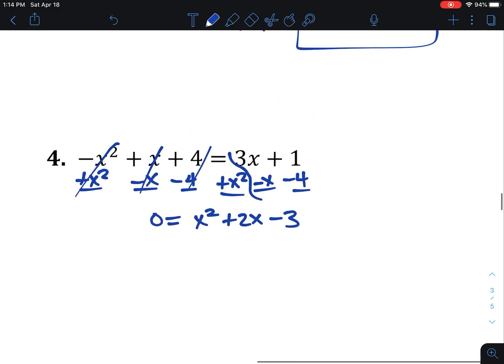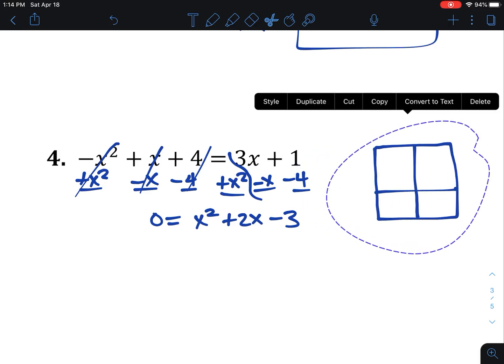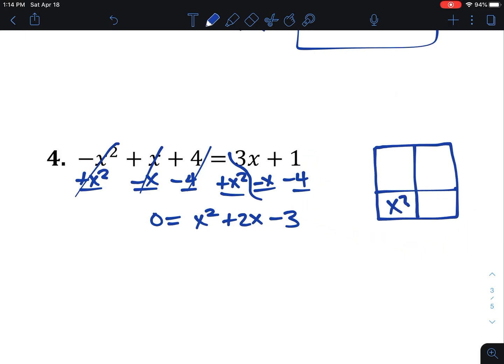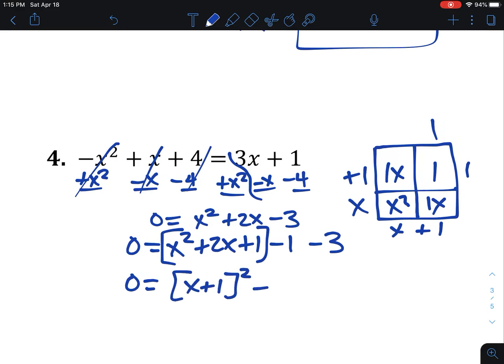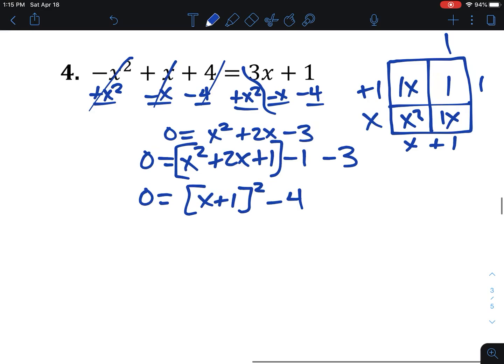Okay, so now, again, let's put the little square over here. We've got an x squared, which is x times x. We've got a 2x, which is 1x and 1x, so a plus 1 and a plus 1, which means that's going to be a 1, because it's 1 times 1. So we've got 0 equals x squared plus 2x. We need a 1. We got to take away the 1 in order to cancel it out, and then a minus 3. We box in the pieces that make the area of the square. We factor it. That's x plus 1 squared minus 4.